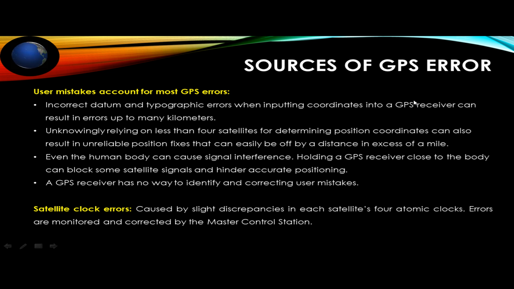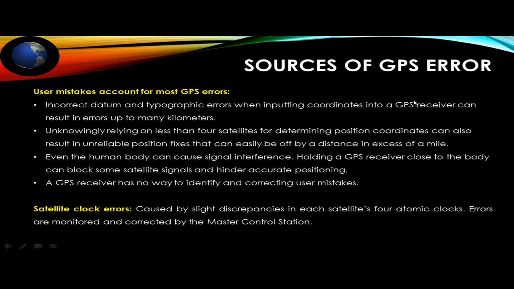Then there is unknowingly relying on fewer than four satellites. In general, we really need four satellites for exact location. If you rely on fewer than four satellites, you might say, I have three satellites' information, I will put it in and get the position. But no, you can't locate exactly. So this is also a source of user mistake error. Then determining the positioning of coordinates incorrectly can also result in unreliable position fixes that can easily be off by a distance in excess of miles. Your unit should be fixed: it should be in miles, or in kilometers, or in meters. One standard unit you should follow.